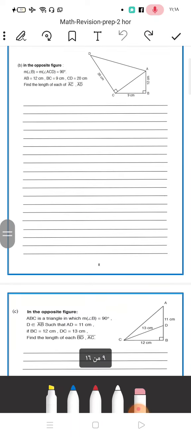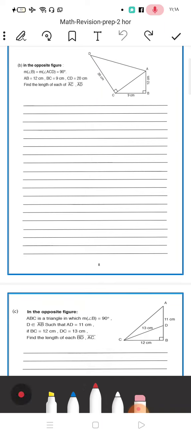Okay, let's look at the other example here. In the opposite figure, the measure of angle B equals the measure of angle ACD equals 90. So these two triangles are right angle triangles. The length of AB equals 12. The length of BC equals 9. The length of DC equals 20. Find the length of AC and AD.